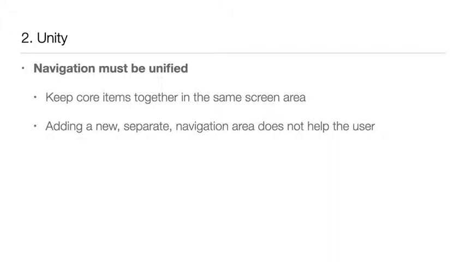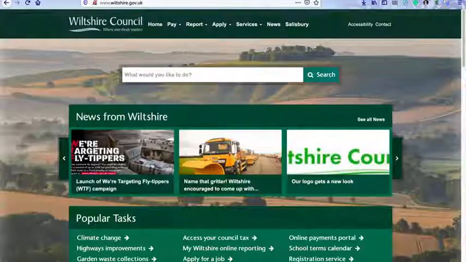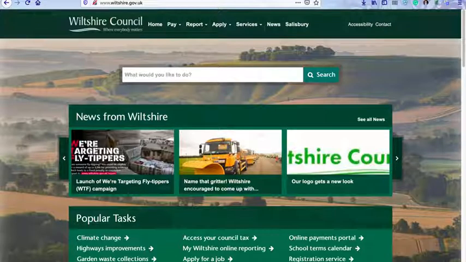They'll abandon it. So when you're doing this, use logic. So put items into the subcategories together logically. So if things belong together, you put them together. Here's an example from the Wiltshire Council website. Actually, a really good website. And I'm not saying that because I grew up in Wiltshire, but maybe that's part of it.